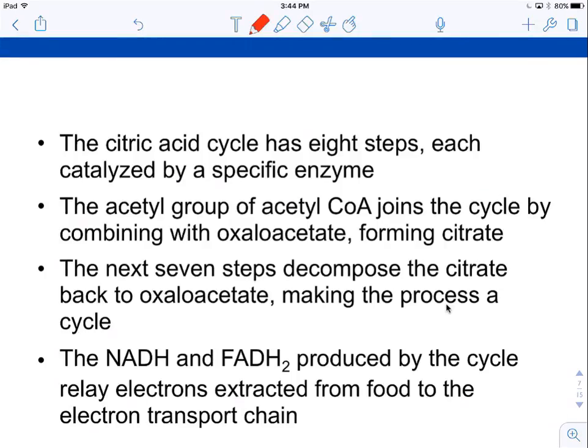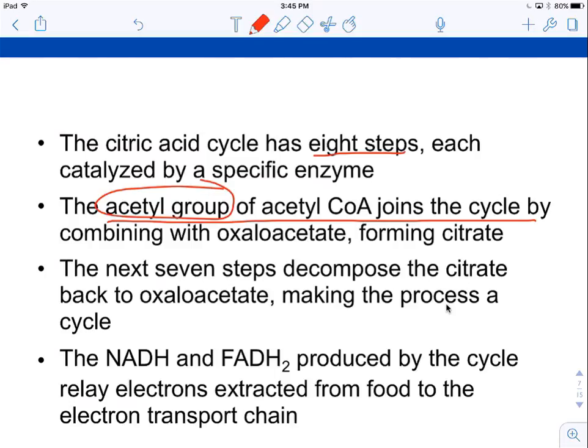So here's a little bit more detail on the citric acid cycle. The citric acid cycle has a total of 8 steps, and each one is catalyzed by its own specific enzyme. So this pathway is 8 steps, and each one has a different enzyme. So the acetyl group of acetyl-CoA joins, which remember, the acetyl group is what's left of pyruvate. So that's where all the energy that remains from glucose is still stored.